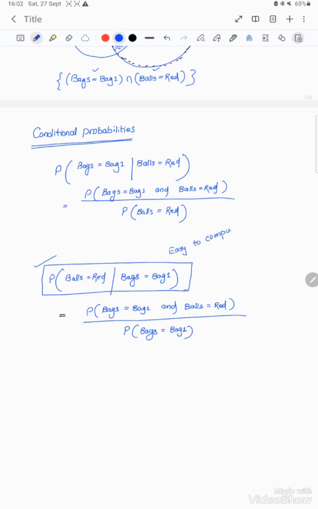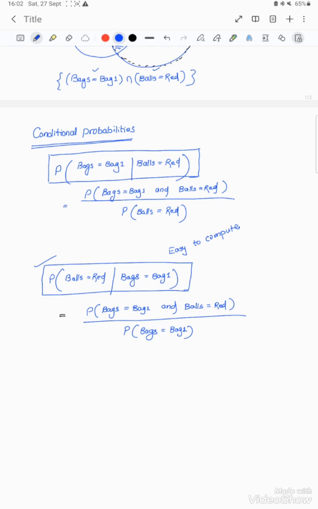Because you will be given one bag, and you can randomly check in that bag how many are red balls, and you can get the probability of a red ball out of it. But this particular thing is quite difficult to compute.